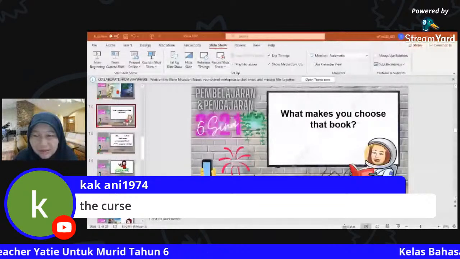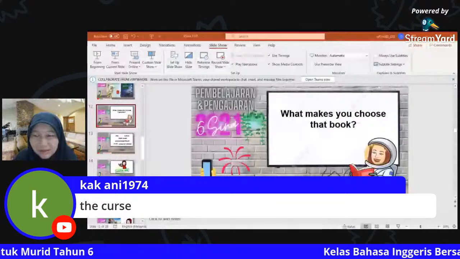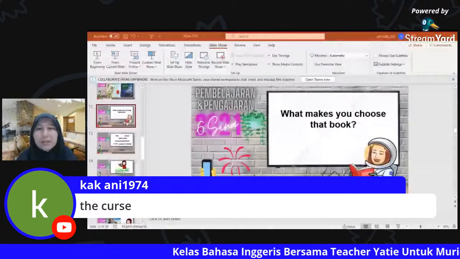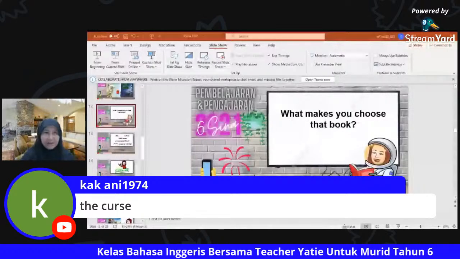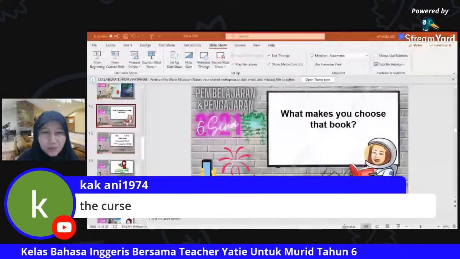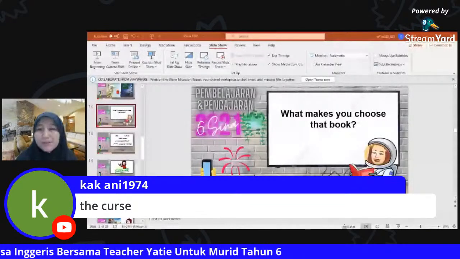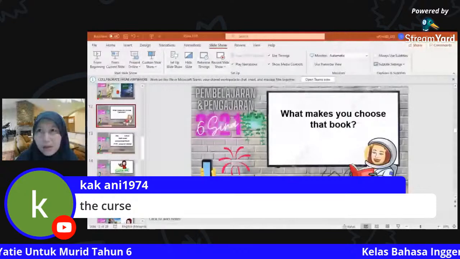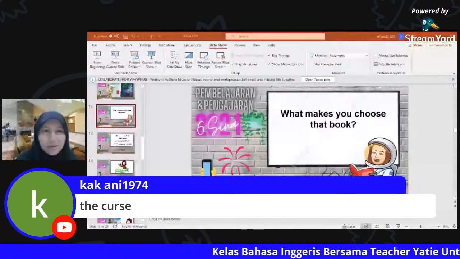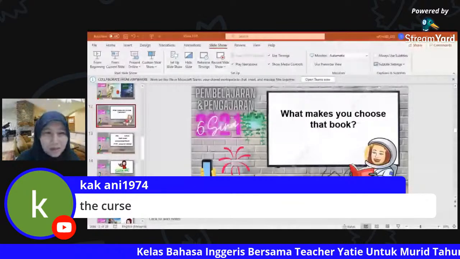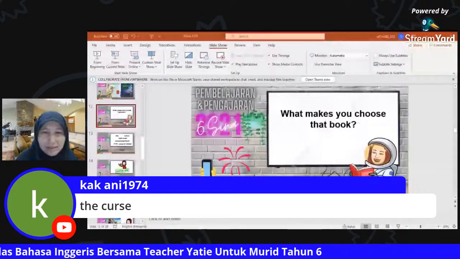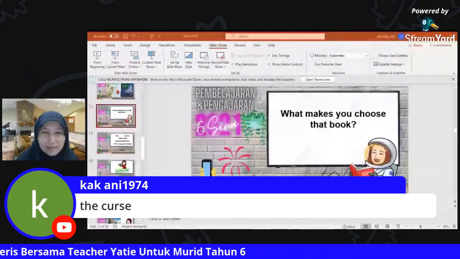Okay, so what makes you choose that book? Obviously it's just that the book you have at home. But how about if you are at the book shop and your father says, for example, Along, choose any book, Ayah will pay. So how do you make your decision to choose that book? So let's look into our next slide.